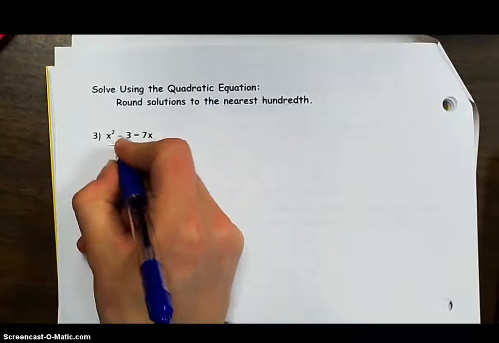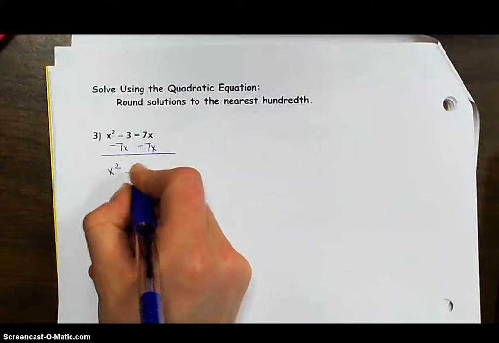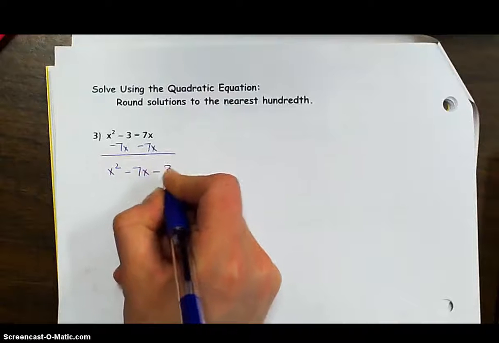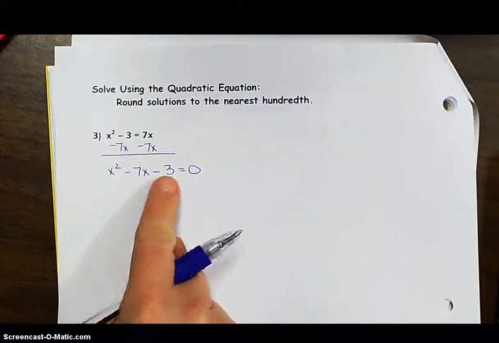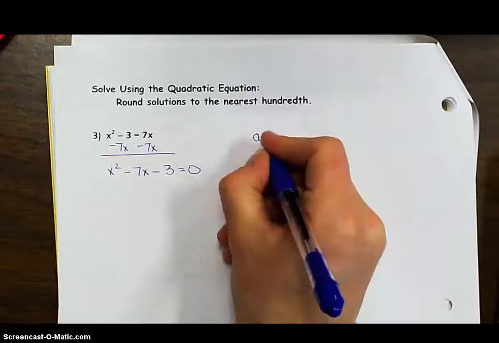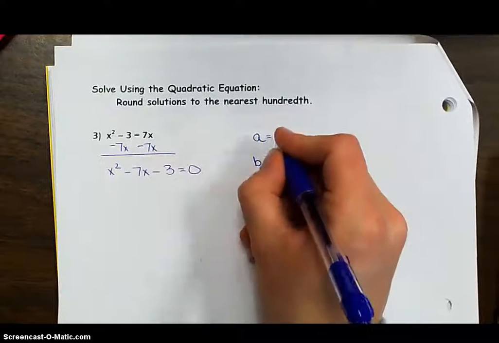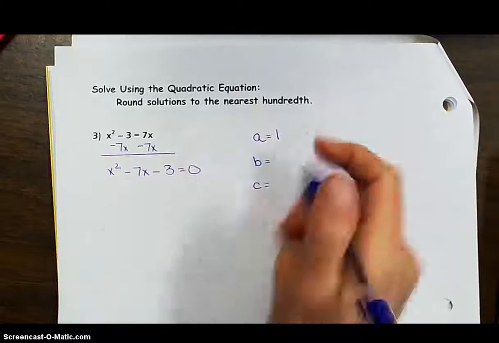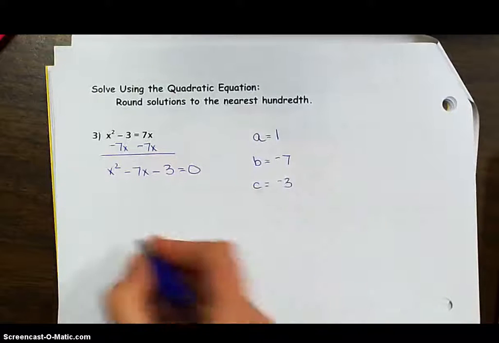So I'm going to subtract the 7x. X squared minus 7x minus 3 equals 0. I want standard form, so make sure you have the x squared, the x, and then the constant. Then I'm going to write down my a, my b, and my c values. My a is 1, my b is negative 7, and my c is negative 3.